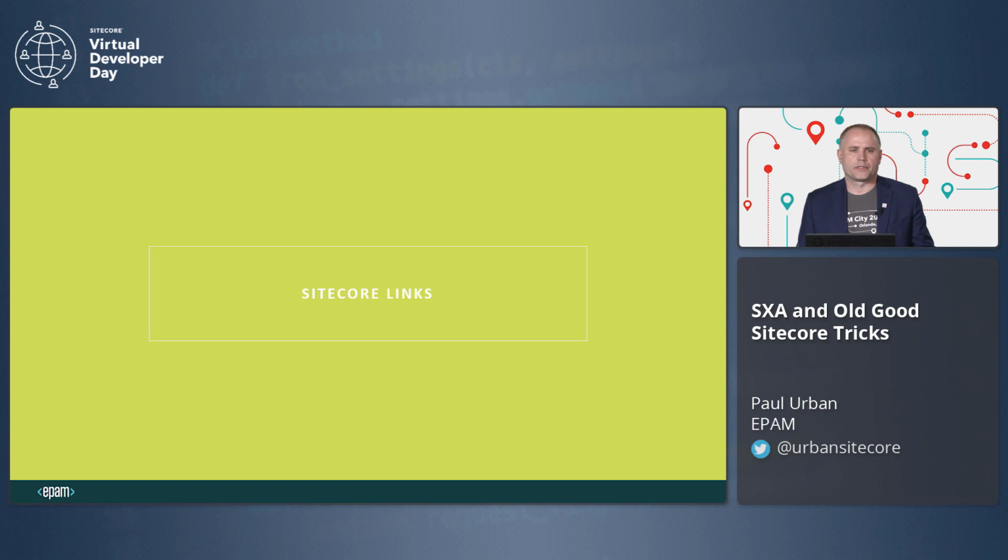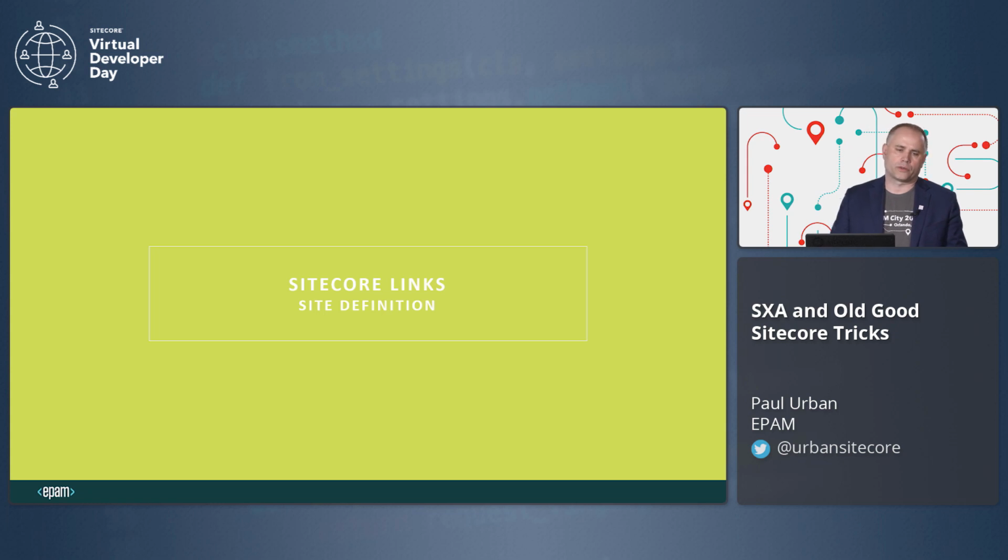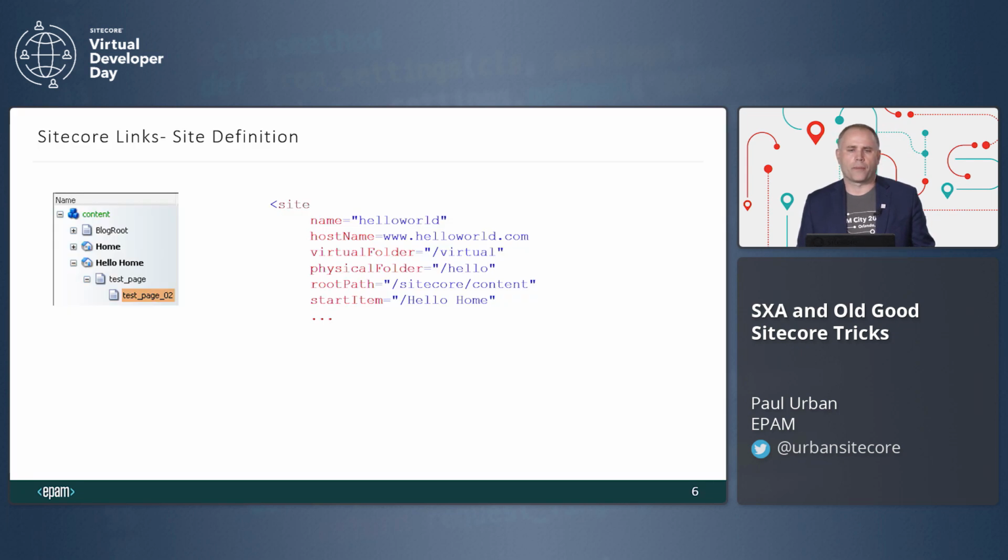in the next few minutes. So let's start with the Sitecore links and how those links are created, how Sitecore is resolving the links. Let's start from what we have out of the box and what is needed to create and configure the Sitecore links properly. It takes two things. First one, site definition. Every site definition has a few parameters. One of them is the root path and the start item. What you see in the picture, for example, is hello home.